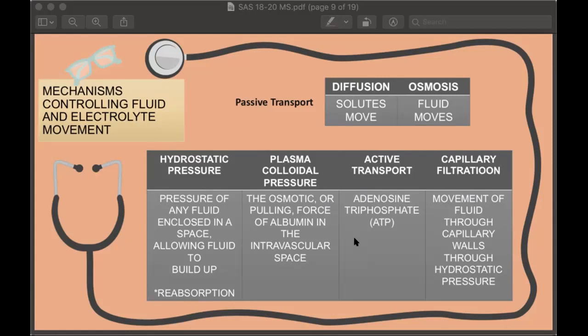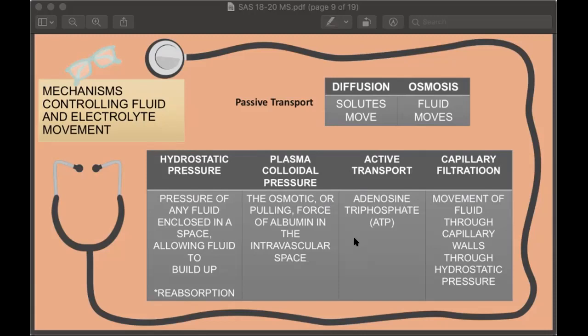Now, let's go to your plasma colloidal pressure. This one is the osmotic or pulling force of the albumin. Are you familiar with albumin? Albumin is the main protein that is produced in the liver, and it has numerous functions, but the most important one is maintaining the intravascular colloid osmotic pressure. Active transport, whenever you hear active transport, it is associated with ATP, your adenosine triphosphate.